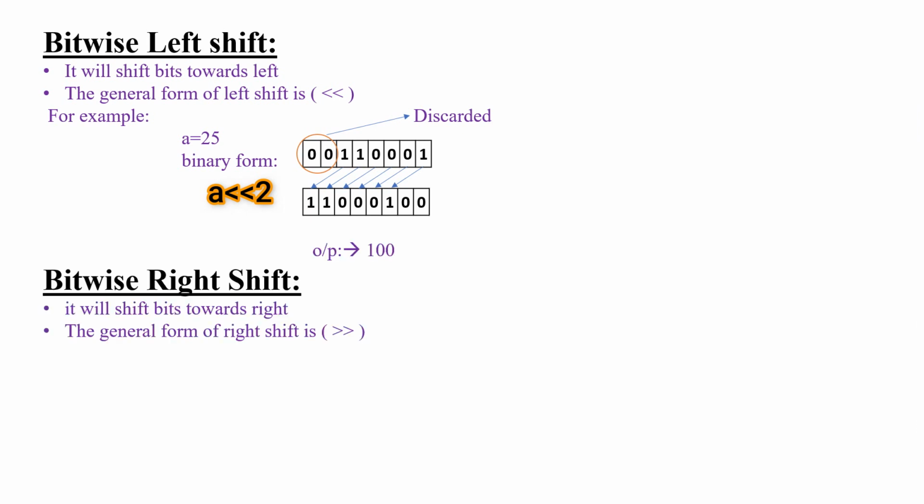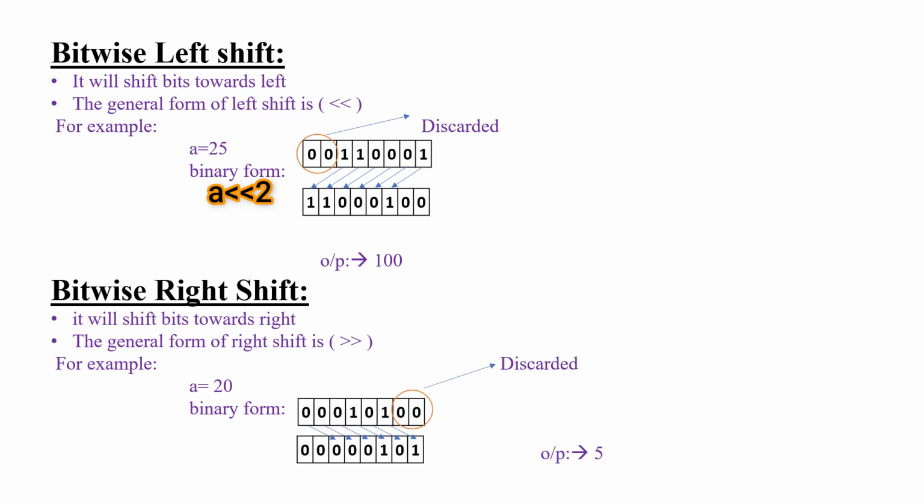Next, bitwise right shift operator. It will shift bits towards right side. The general form of right shift is double greater than. For example, if I take a is equal to 20, the binary form of this 20 is 00010100. If we do a right shift 2, means we are shifting 2 bits of this number towards right side. We'll see the process.